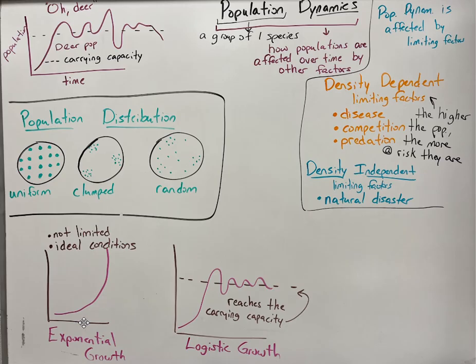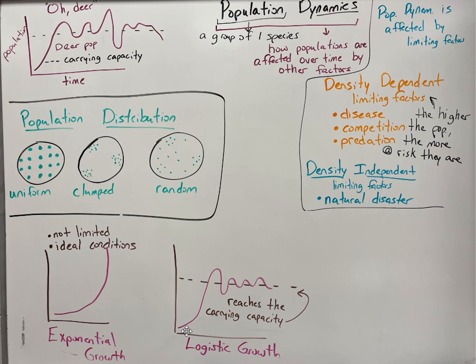So one type of growth is exponential, and this is ideal. If there is an unlimited amount of food and water and all the other things, then they can have exponential growth, which essentially starts out kind of slow, doubling, or growing exponentially to where at one point it goes almost straight up. This is not realistic. This is only under ideal conditions. It's called exponential growth, and the curve looks like this.